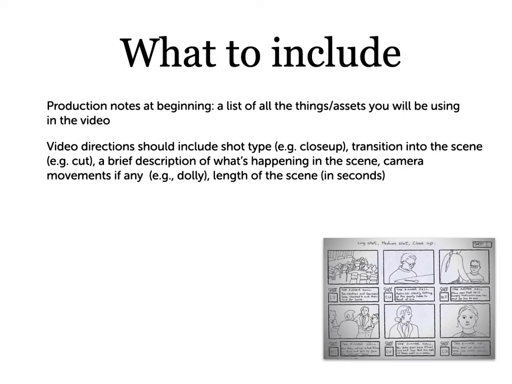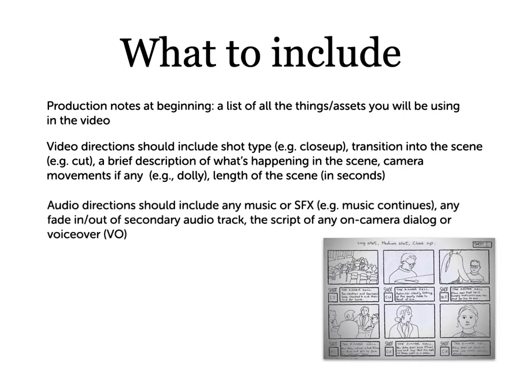Any camera movements that you are using, a dolly, a truck, a pan shot, anything like that. And then also the length of the scene in seconds. And it's important to synchronize or calibrate the length of the scene with the audio directions. So if you have somebody who is speaking, whether it's a voiceover or on camera, you want to make sure that the amount of time it takes them to complete their lines is appropriate for the amount of time that you've designated for the scene.